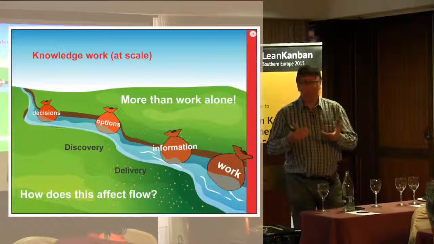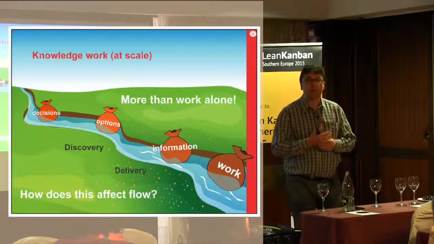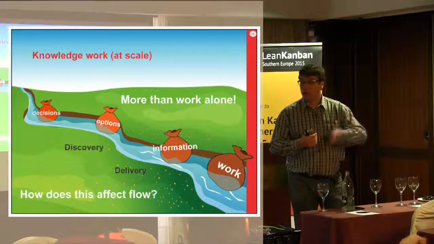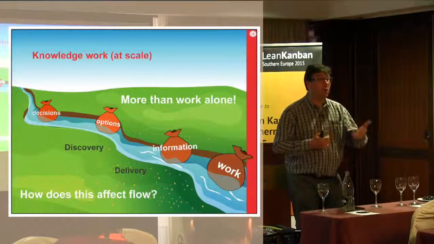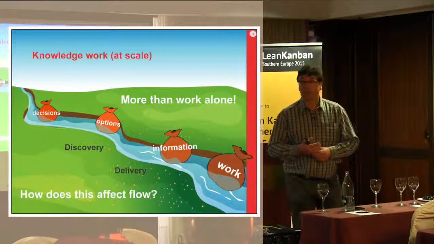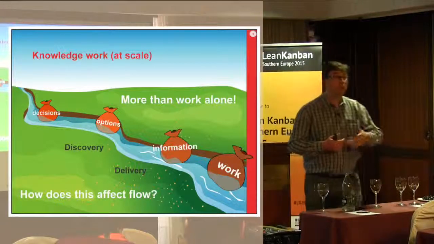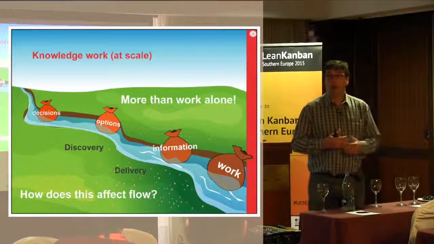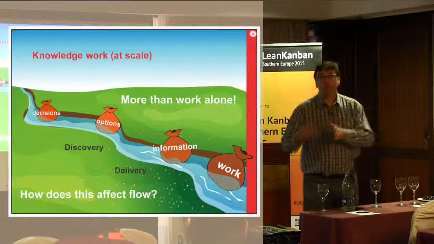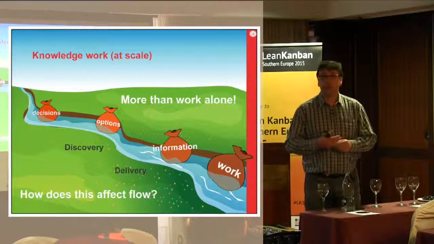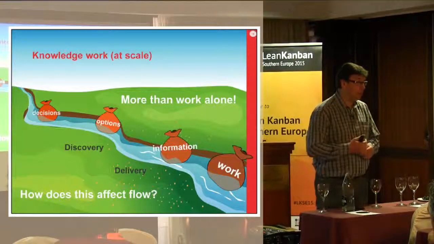Then the question is, how does this affect how we understand flow? Is all of this embedded in the flow of the work, or do we need separate visualizations for these things? Do we need separate visualizations for the decisions that we make? Do we need separate visualizations for the options that we create and manage? So if we're going into the discovery side, the big question for me is, do we need other types of Kanban systems that support that?